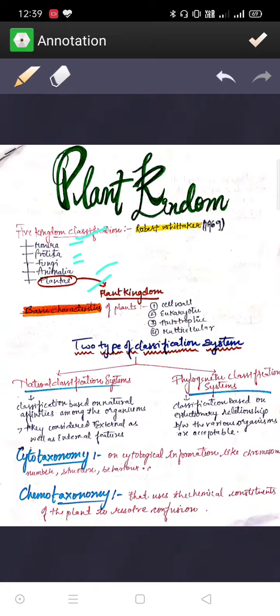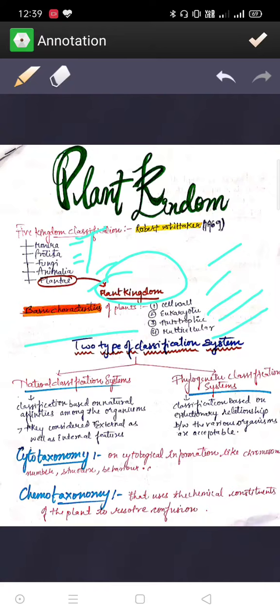So we are not going to discuss the above four kingdoms. We only discuss the plant kingdom deeply. The name plant kingdom suggests that it has plants. The basic characteristics of plants are that plants have a cell wall, have a eukaryotic nucleus, have autotrophic nutrition, and are multicellular.